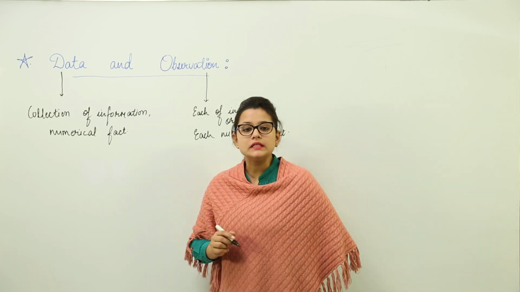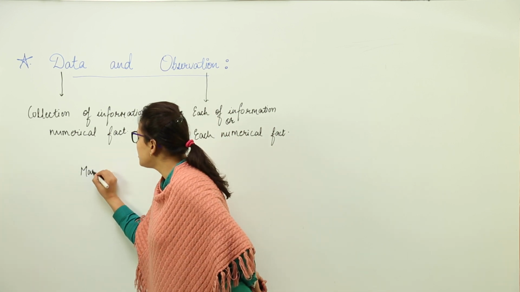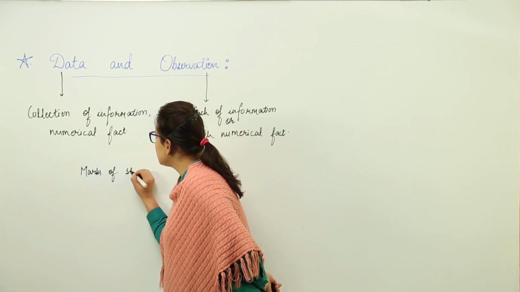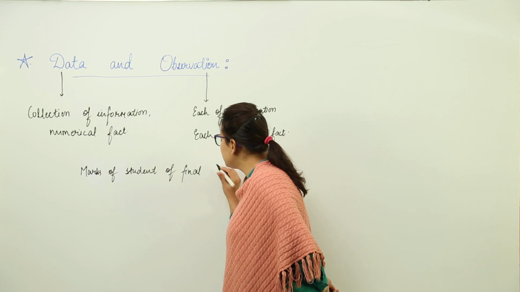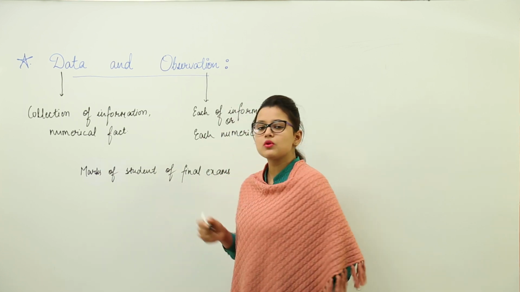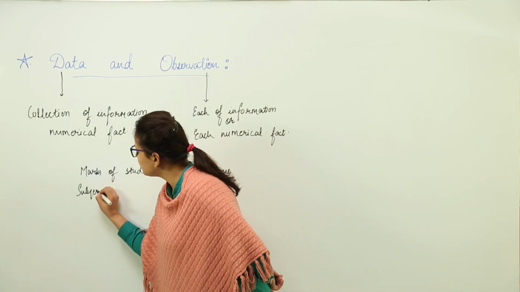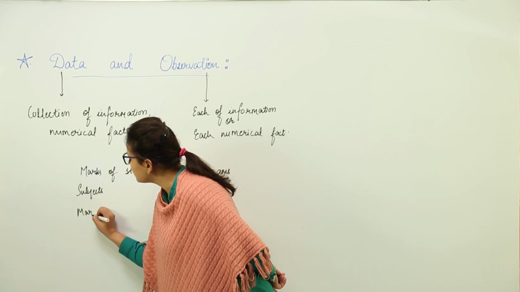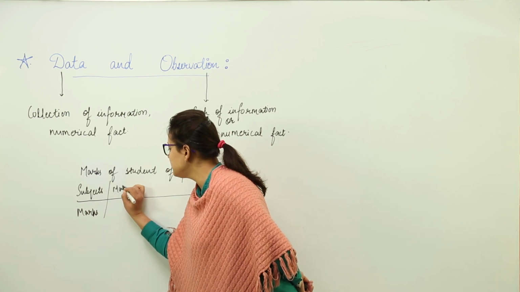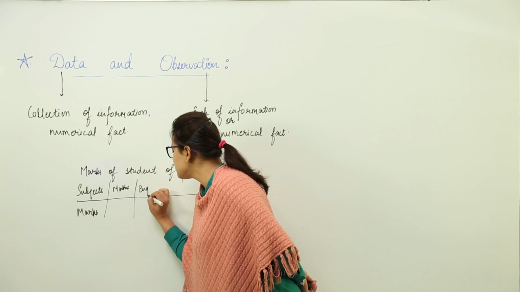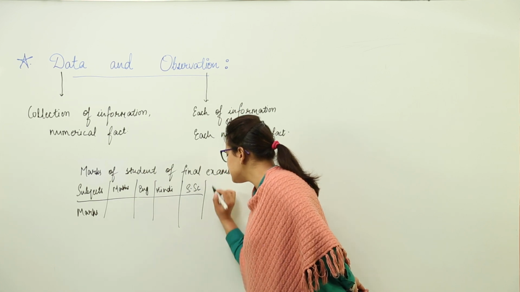Yes, we can. Let us take the example of marks. Say I am writing marks of a student in final exams. This is the data that I have collected. The marks are scored in 5 subjects, so I am writing subjects in the first column and marks in the second. Say the marks are out of 100. Let's write maths, English, Hindi, social science and sciences.